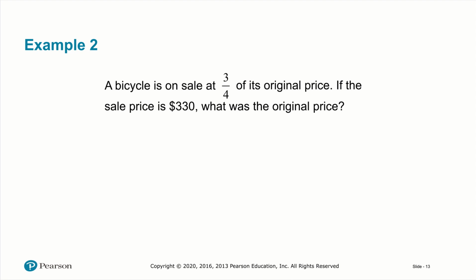All right, here's another application. A bicycle is on sale at 3/4 of its original price, and we know that the sale price is $330, so what was the original price? So this is a very typical kind of question for this kind of scenario. So we let x, or p, or whatever you like, be the original price. So we know that 3/4 of that original price is this new sale price.